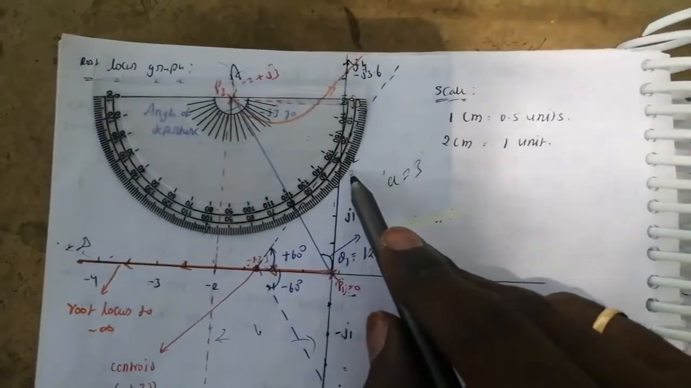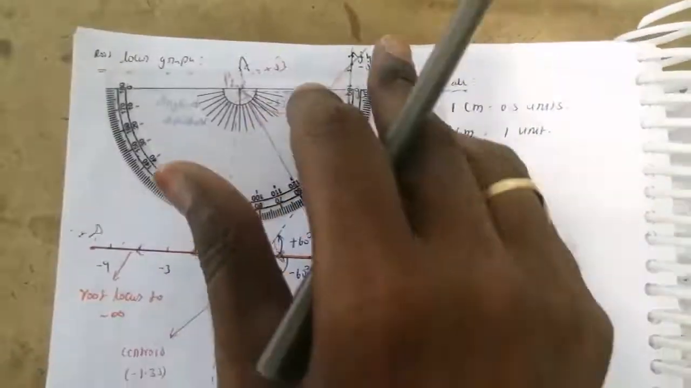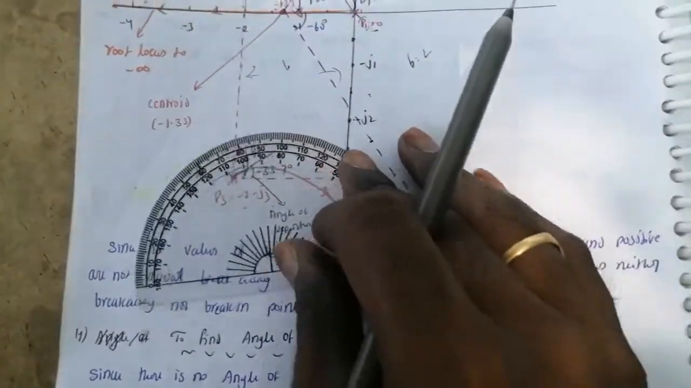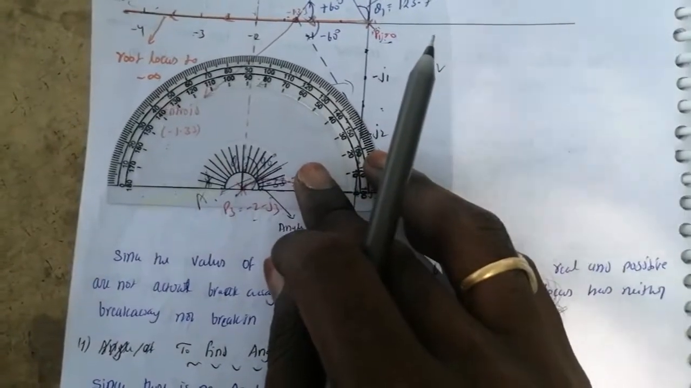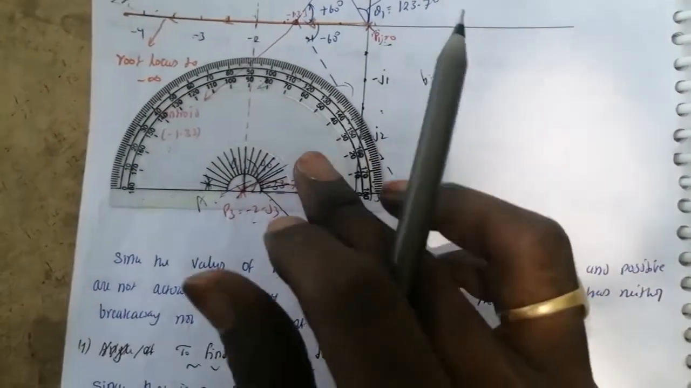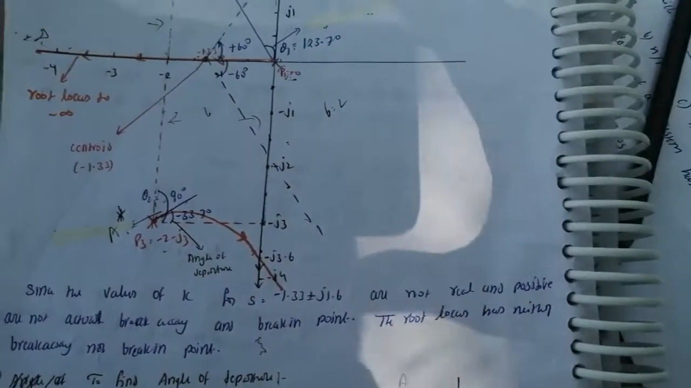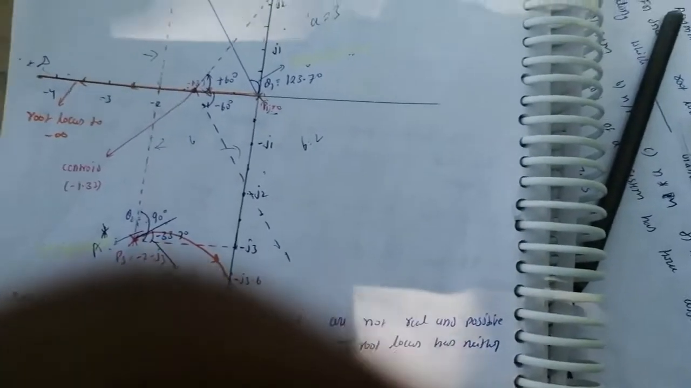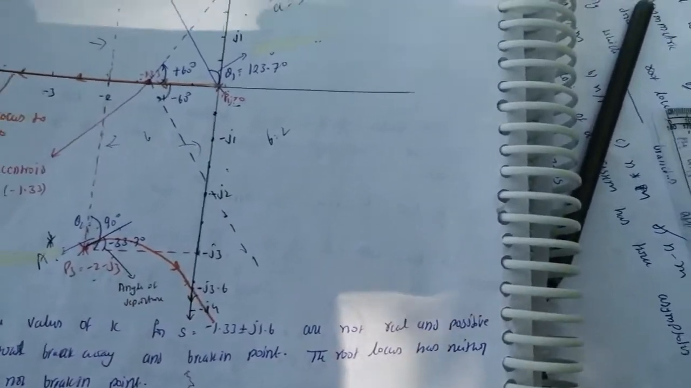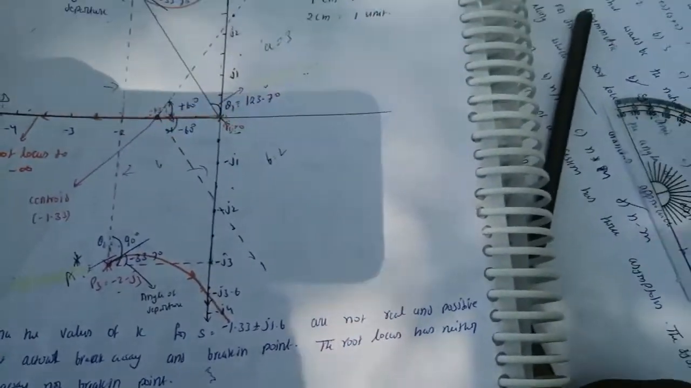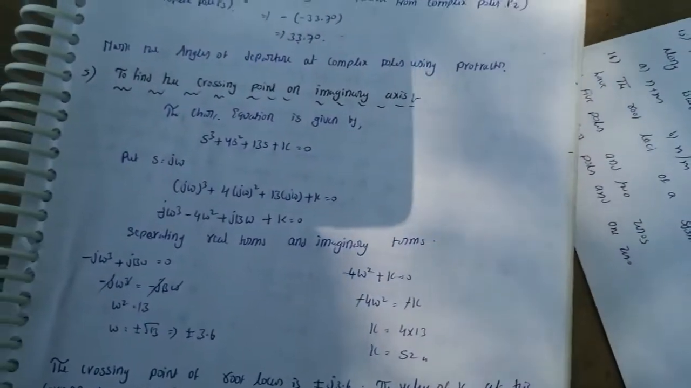So from A star you will get the positive angle, right? So you have to keep the protractor here and draw the 33.7 degrees. So this is the way of finding the angle of arrival and angle of departure. Let me move on to the next step, that is to find the crossing point on the imaginary axis.